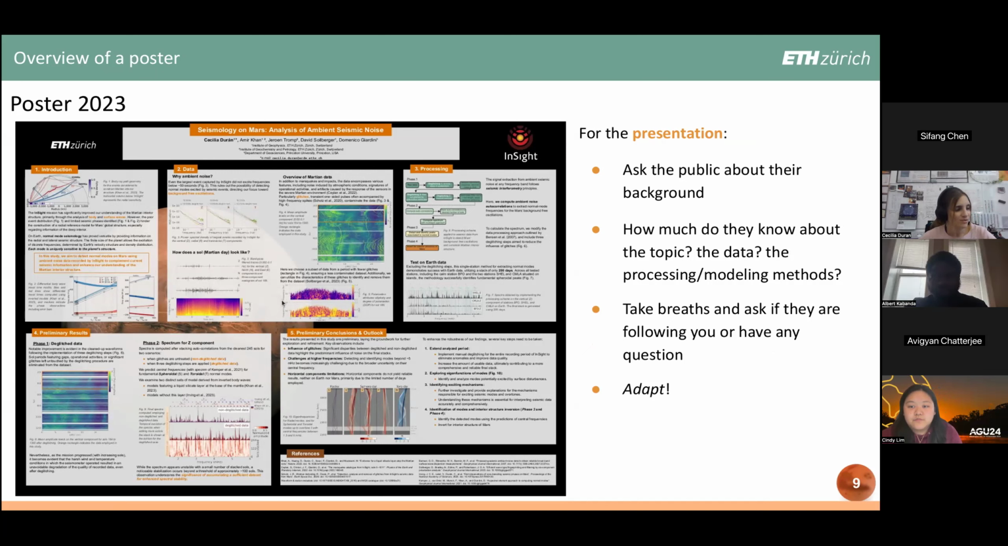I know AGU is giant. There are a lot of people from completely different backgrounds, and I found it quite important to ask, when someone comes, about their background. Ask them, okay, what do you do? What do you study? I'm saying that because I'm doing seismology on Mars, and I have had people that are experts in seismology on the Moon or the Earth.